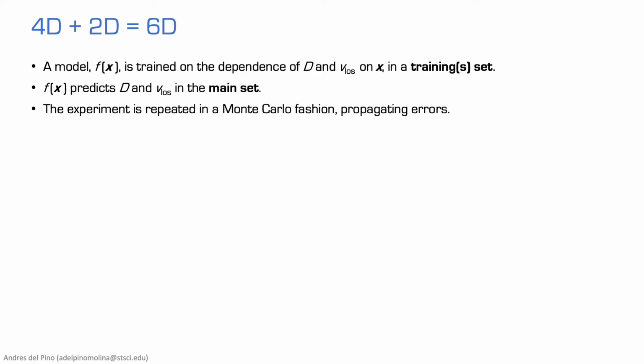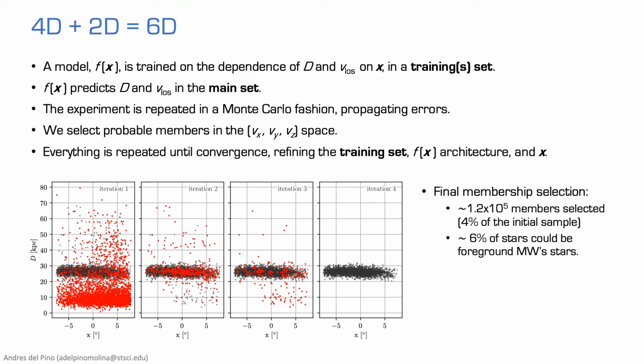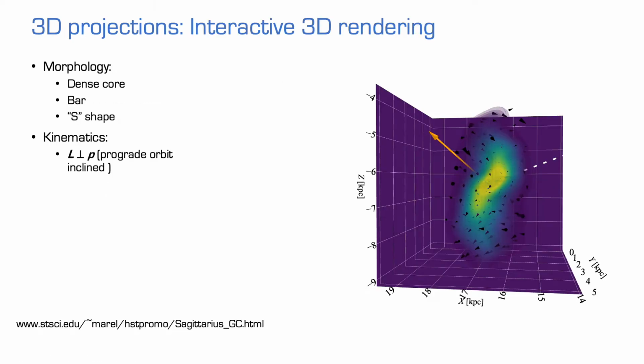Then we use a Gaussian model to select members in the 3D velocity space in order to not remove non-Gaussian spatial features. The whole process is repeated until no more stars are rejected, refining the model and the training vector in each iteration. And it turned out that the method works pretty well and it converged in just 4 iterations. The resulting final sample had approximately 120,000 stars, for which we estimated a maximum contamination of around 6% of Milky Way stars. Now that we have 6D, we can do all sorts of things.